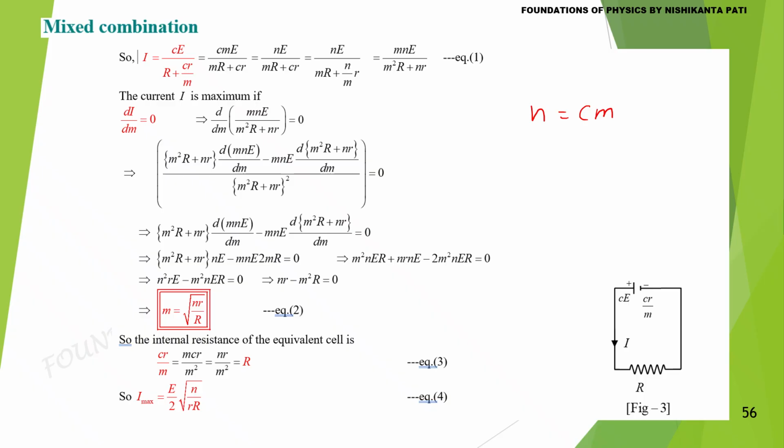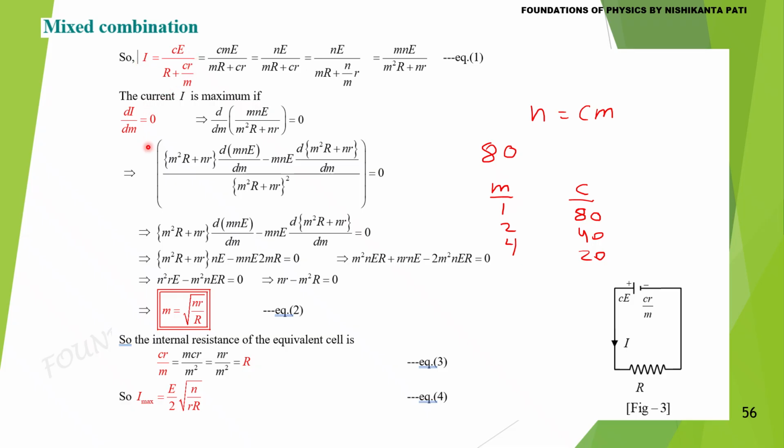For example, if we are having 80 cells, the number of rows and the number of columns, it is 1 and 80, 2 and 40, 4 and 20, like this. So changing M, I will change. For some value of M, I will be maximum.